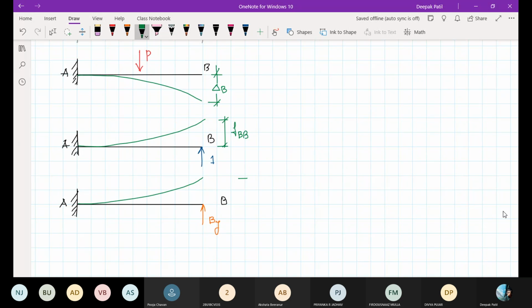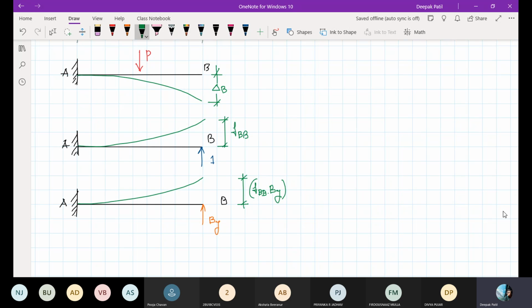I will call the deflection in this beam FBB into By. Do you agree with this? This deflection, I'm calling it FBB into By. How is it possible? I will tell you. For unit load, the deflection is FBB. So for By, it is FBB into By. Do you agree?